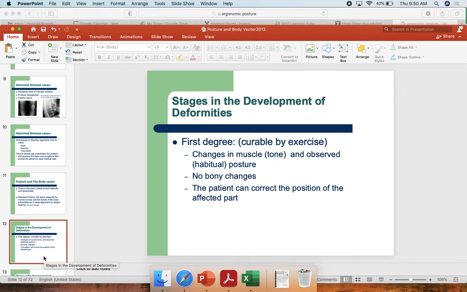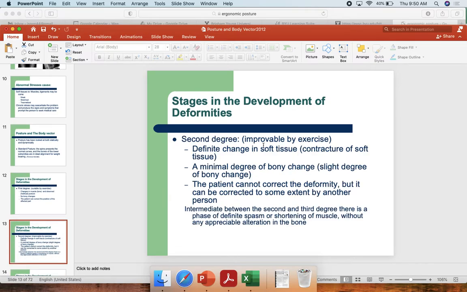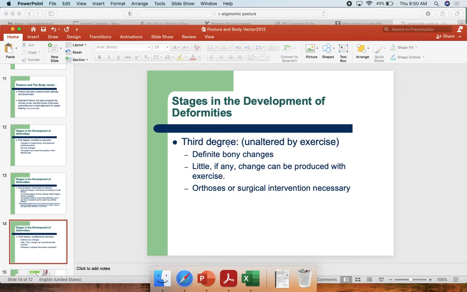So I wanted to throw these in again. I mentioned these in the spine videos. Just remember the development of postural deformities. A first degree is going to be something that's curable by exercise. Our second degree is improvable by exercise, but not curable, right? So hopefully you can see that subtle difference. It's not something that can just go away with exercise, but we can definitely impact it. And then our third degree is going to be unaltered by exercise.